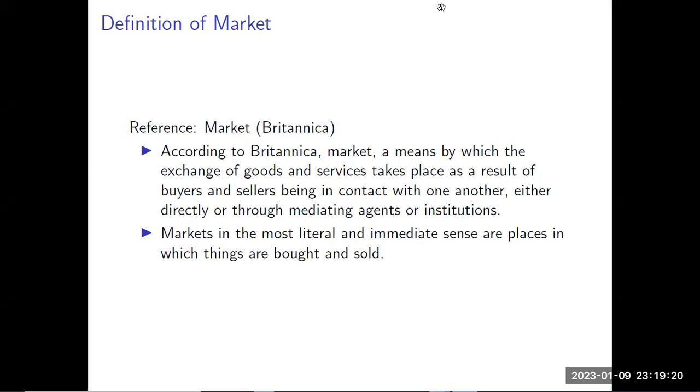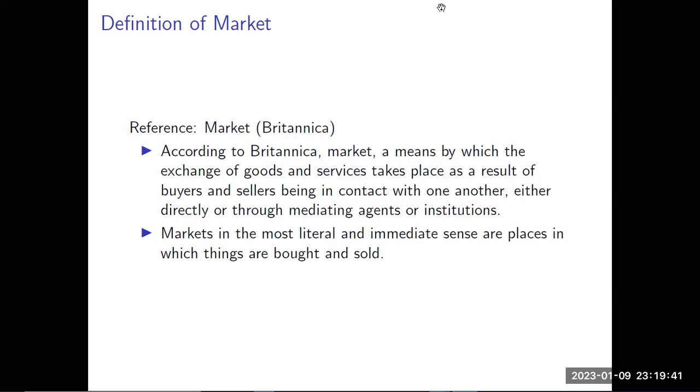Markets, according to Britannica, are a means by which the exchange of goods and services takes place as a result of buyers and sellers being in contact with one another, either directly or through mediating agents or institutions. Markets, in the most literal and immediate sense, are places in which things are bought and sold.